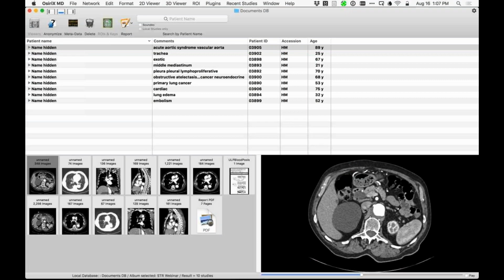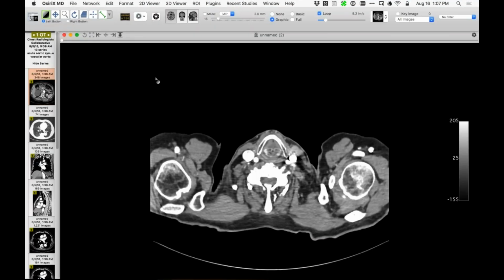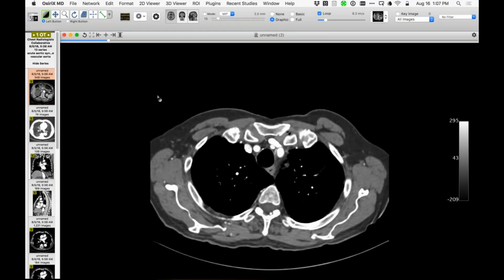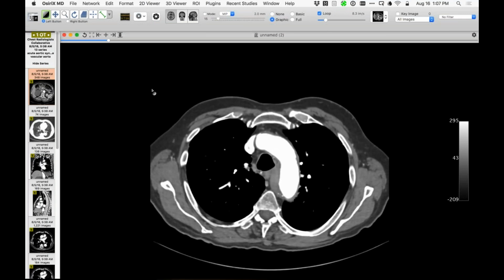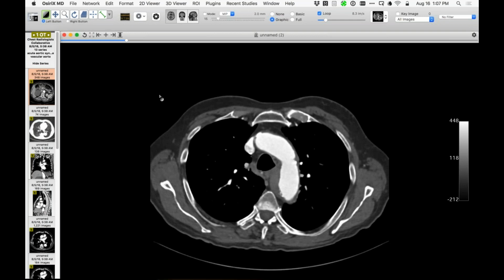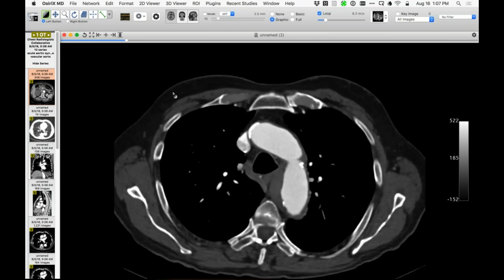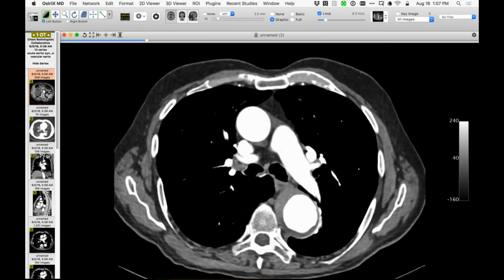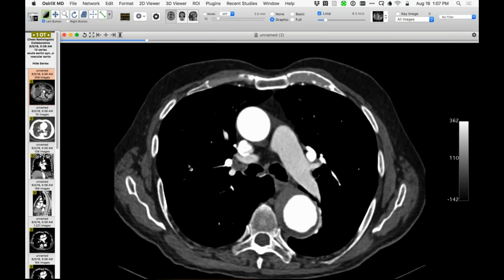Here's a really interesting case of acute aortic syndrome. So here is the initial series that the patient came to our hospital with a diagnosis of acute aortic syndrome. I don't have a non-contrast series to show you. Sorry about that. Let me just get back to what I was trying to do.